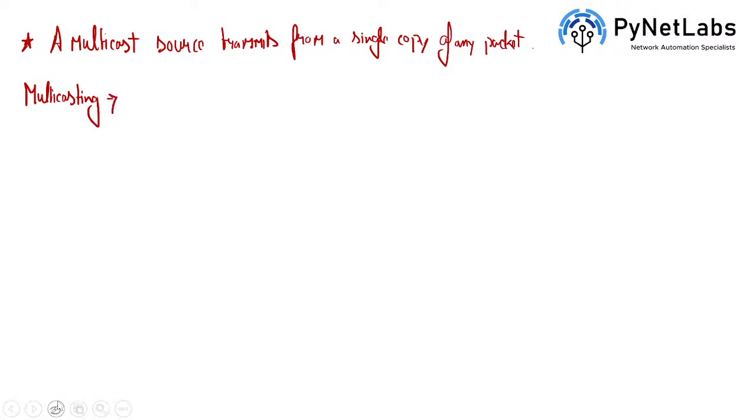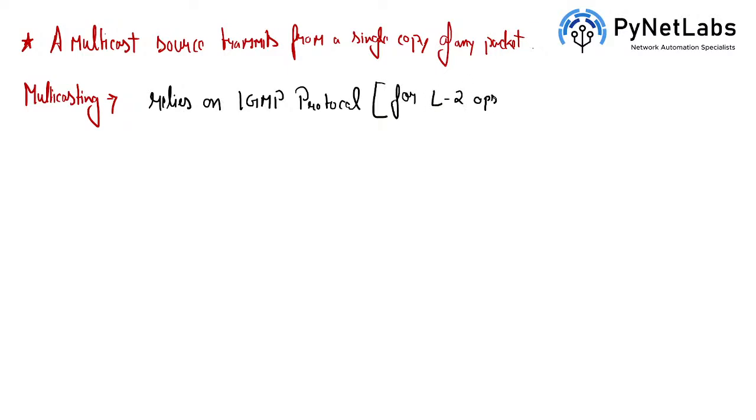So in multicasting, we have two protocols. It relies on the IGMP protocol. So what exactly is this IGMP protocol? I'll let you know, but as of now, we can simply understand that it is for Layer 2 operations. The IGMP protocol is used for Layer 2 only.